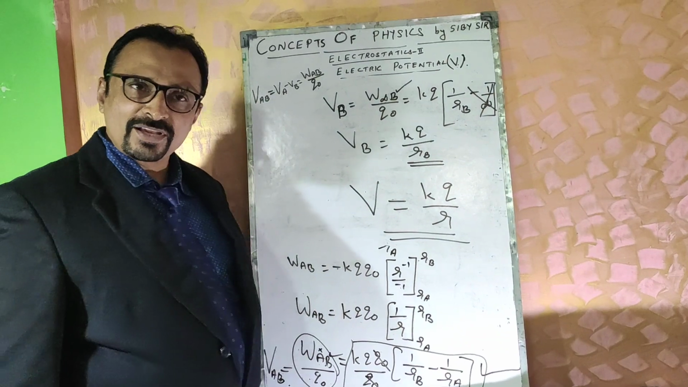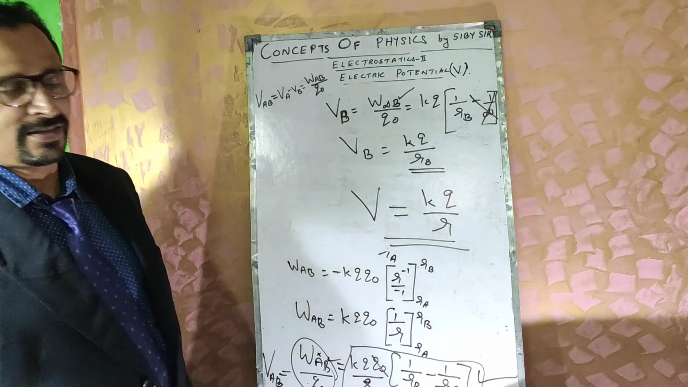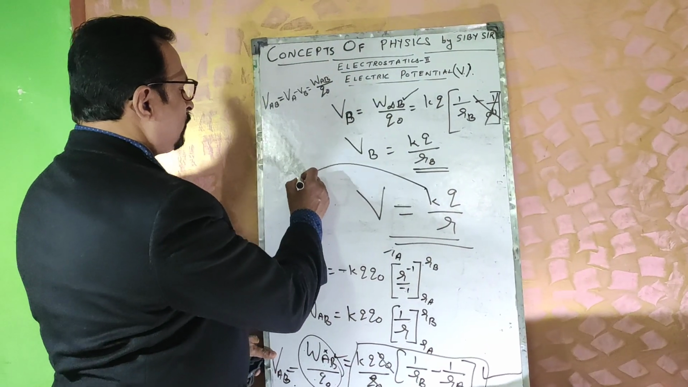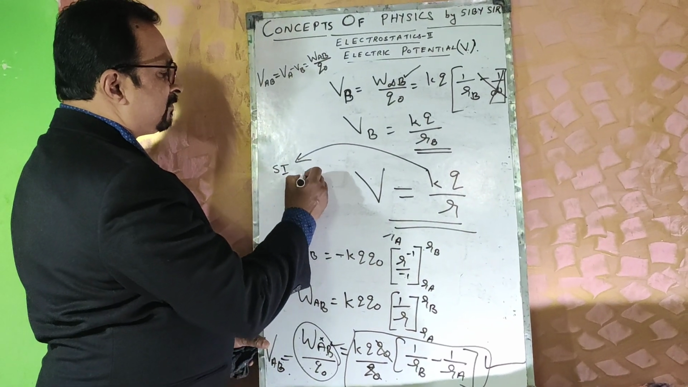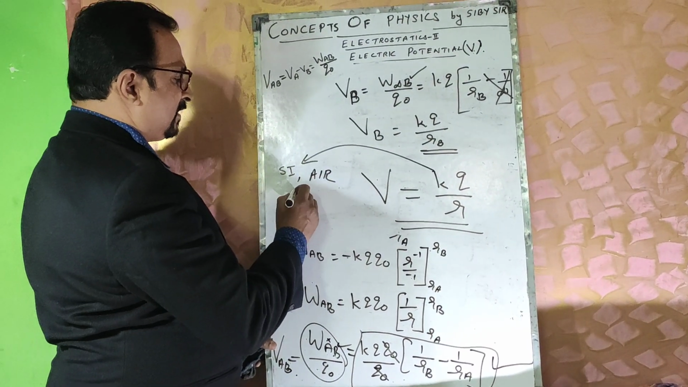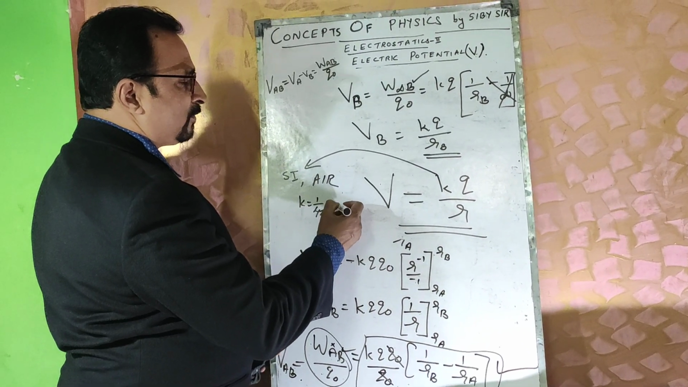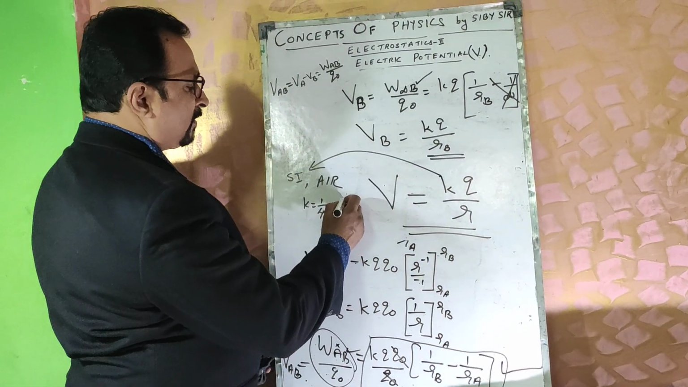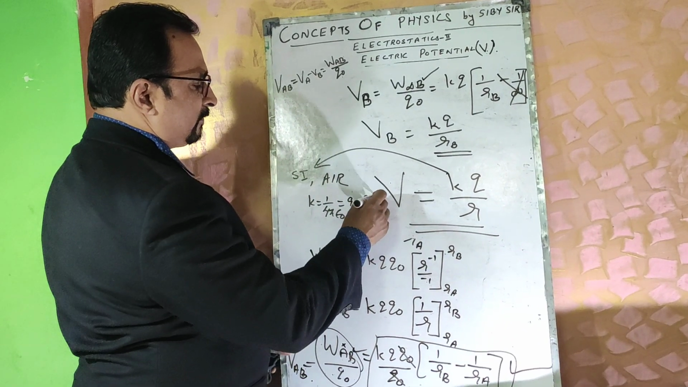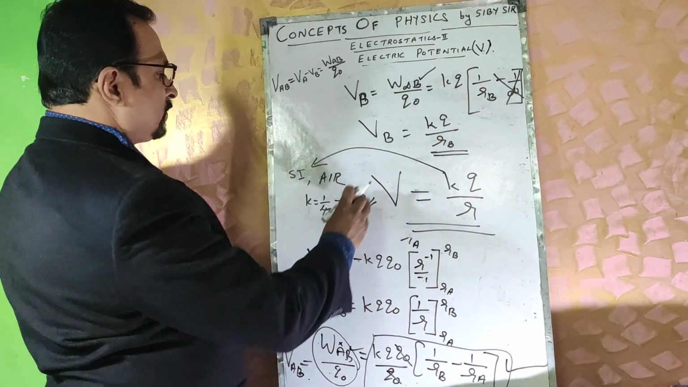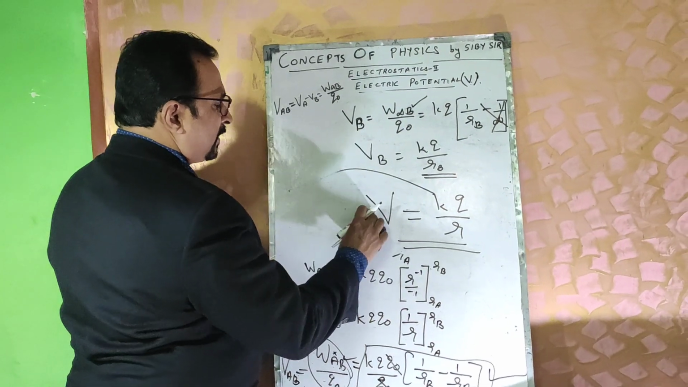What does K stand for? K is called Coulomb constant. What is the value of Coulomb constant in SI system? If the medium is air, then your K is 1 by 4 pi epsilon naught. And its value is 9 into 10 power 9. That's the value. So, this is the expression for potential at a point.